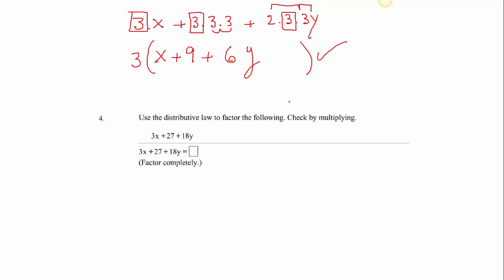To check by multiplying, I go back and redistribute again. 3x, 27, 3 times 6y, 18y. And you see I got back to the original. This is how you check if your answer is correct. But factoring is taking the common factor outside, opening parentheses, and then finding out what is left from each term. Since you have 3 terms, you have to have 3 terms inside the parentheses so that you can go back and get the given question.